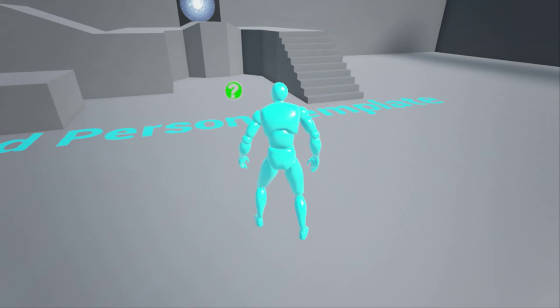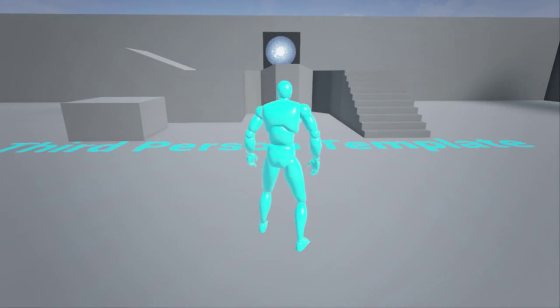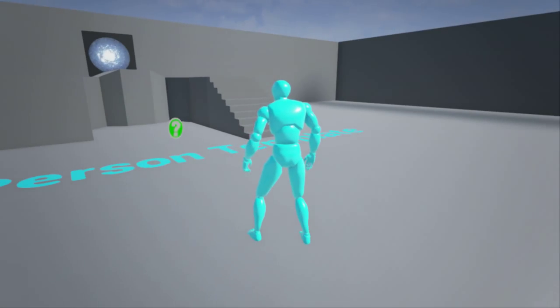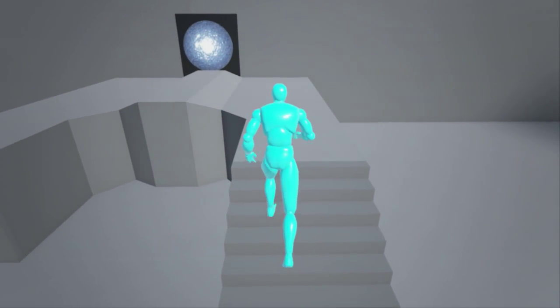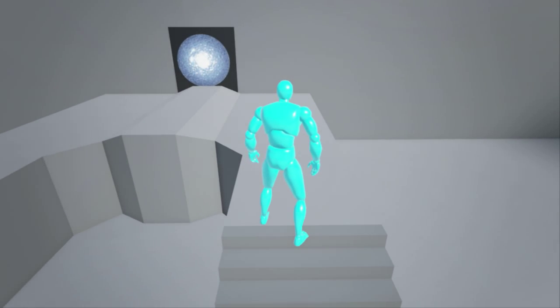This is the test for the portal to the next level. On top of that, this is also the test for the loading screen.